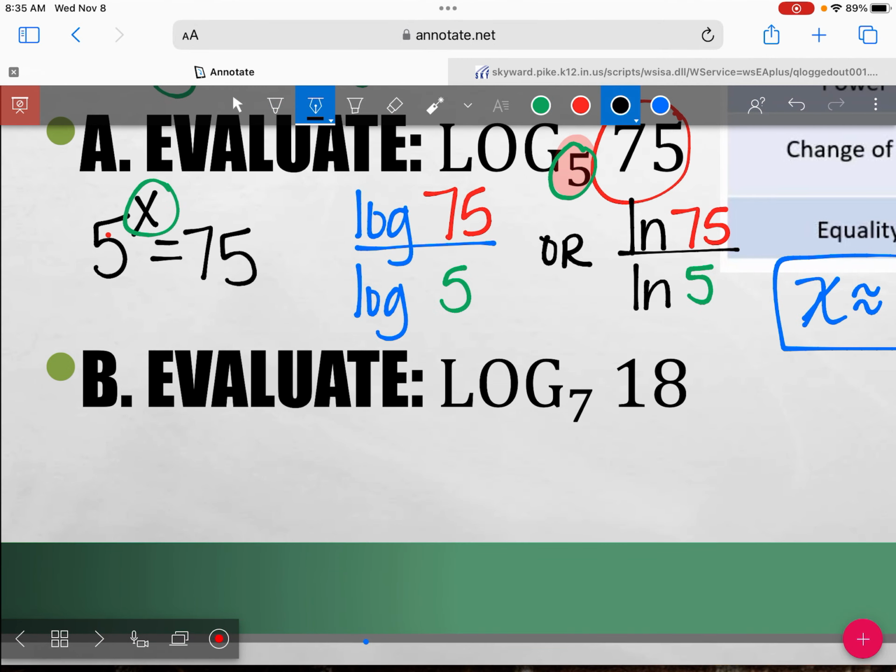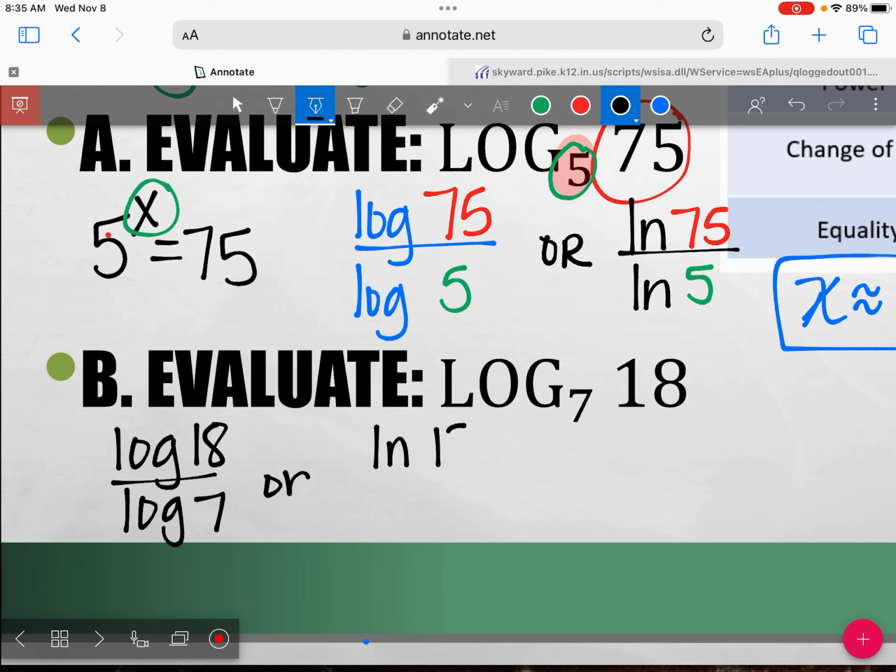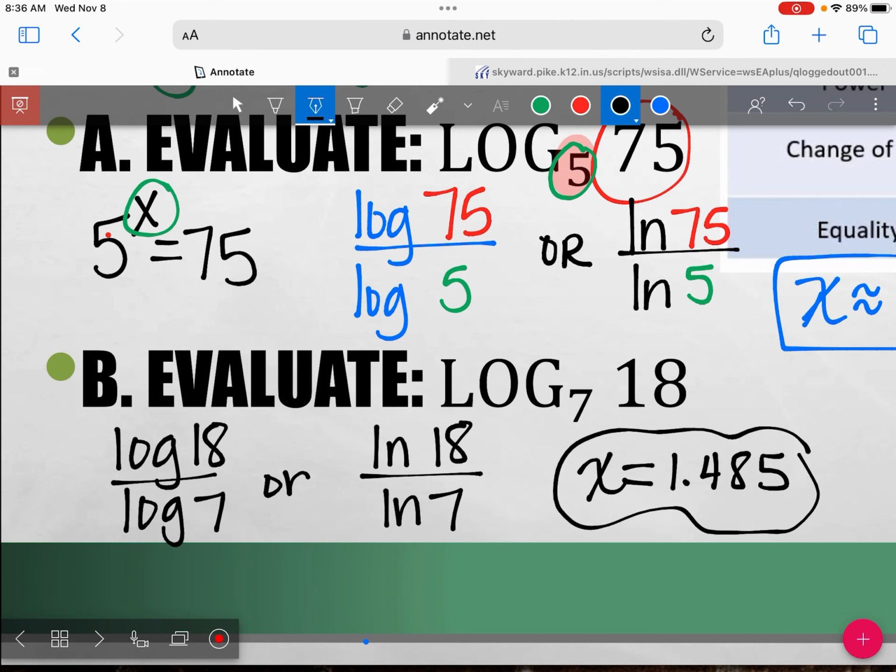So for this one, you're going to either type in the log of 18 divided by the log of 7, or you can type in the natural log of 18 divided by the natural log of 7. If you type it in correctly, you should get that your exponent is 1.485, approximately. Who got that?